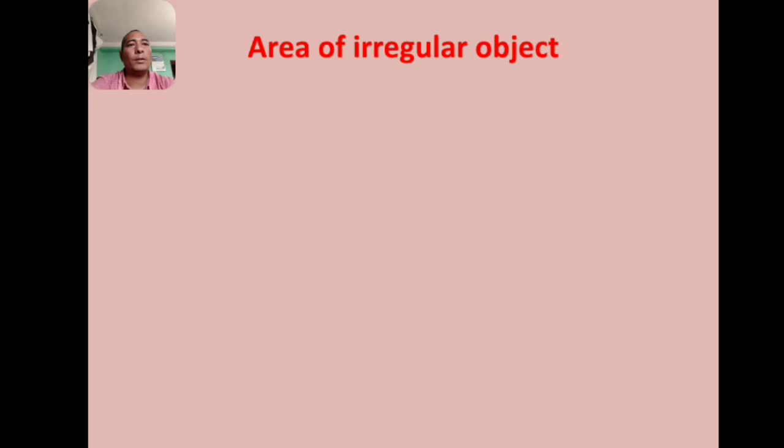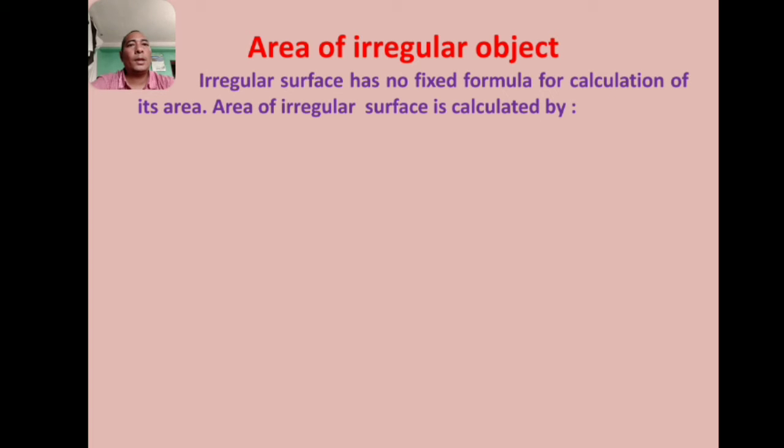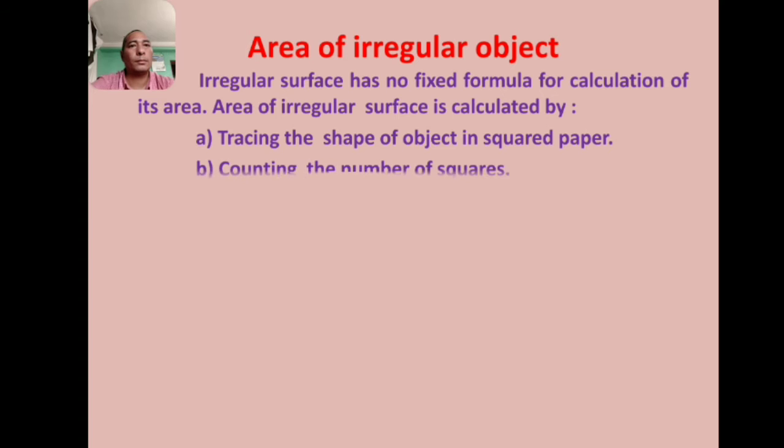Area of irregular object. Irregular surface has no fixed formula for calculation of its area. Area of irregular surface is calculated by A. Tracing the shape of the object on squared paper. B. Counting the number of squares.